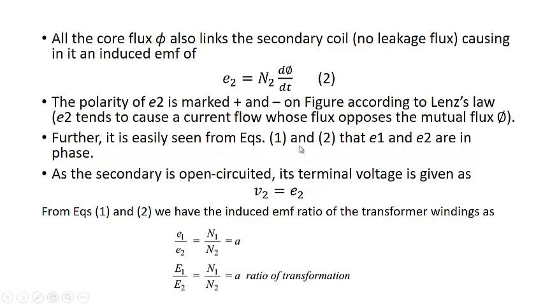Further, it is easily seen from equations 1 and 2 that E1 and E2 are in phase, because E1 will be equal to N1 d phi by dt, and E2 will be equal to N2 d phi by dt. This quantity is the same, this is a pure number, so E1 and E2 will be in phase. So from these two equations, we can write E1 divided by N1 is equal to d phi by dt, and E2 divided by N2 is equal to d phi by dt. So when the right hand sides of these two equations are equal, that means E1 by E2 instantaneous value will be equal to N1 by N2, which is equal to A. And for RMS values, E1 by E2 is equal to N1 by N2 is equal to A, which is the ratio of the transformer, or transformer ratio.